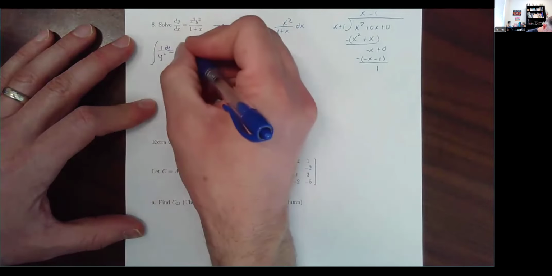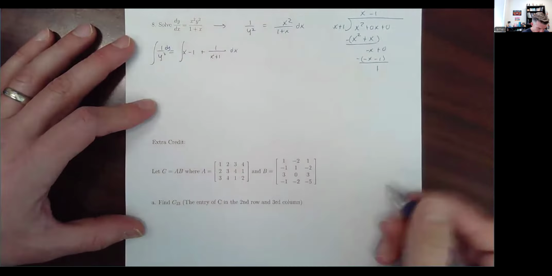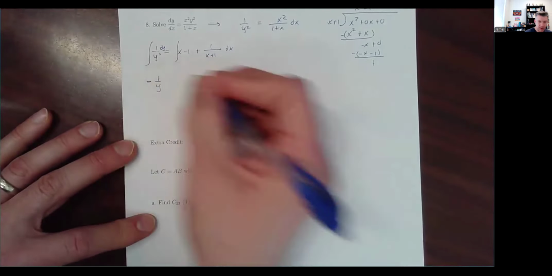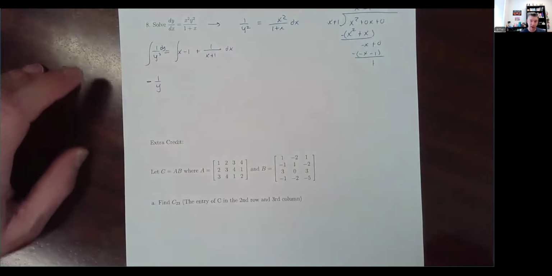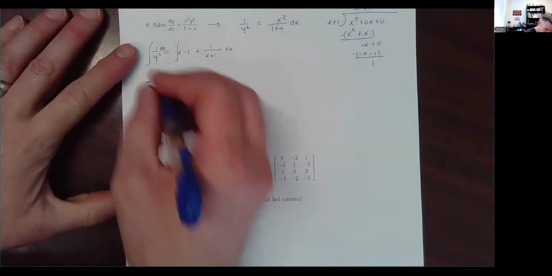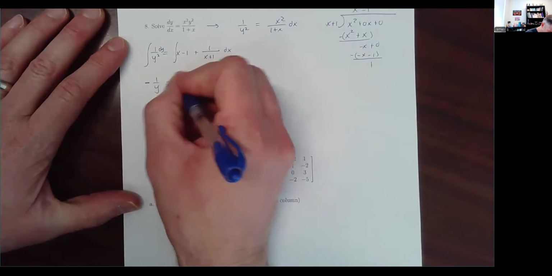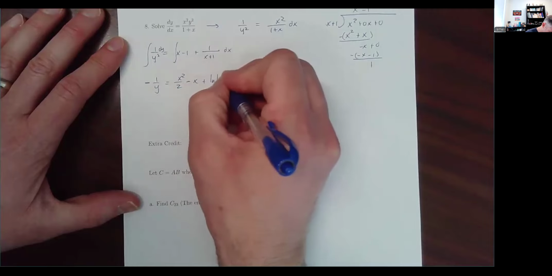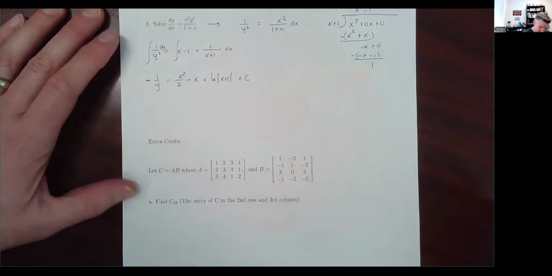Then we integrate both sides. So integrating both sides, the integral of 1 over y squared is negative 1 over y, or it's the integral of y to the negative second, which is y to the negative 1 over negative 1, which is negative 1 over y. And then the integral of this right-hand side is x squared over 2 minus x plus the natural log of the absolute value of x plus 1 plus c.